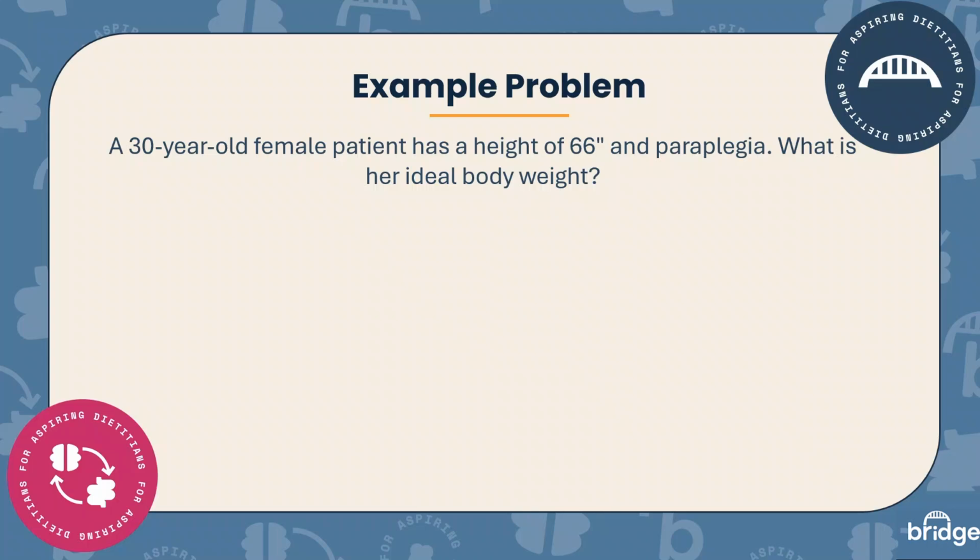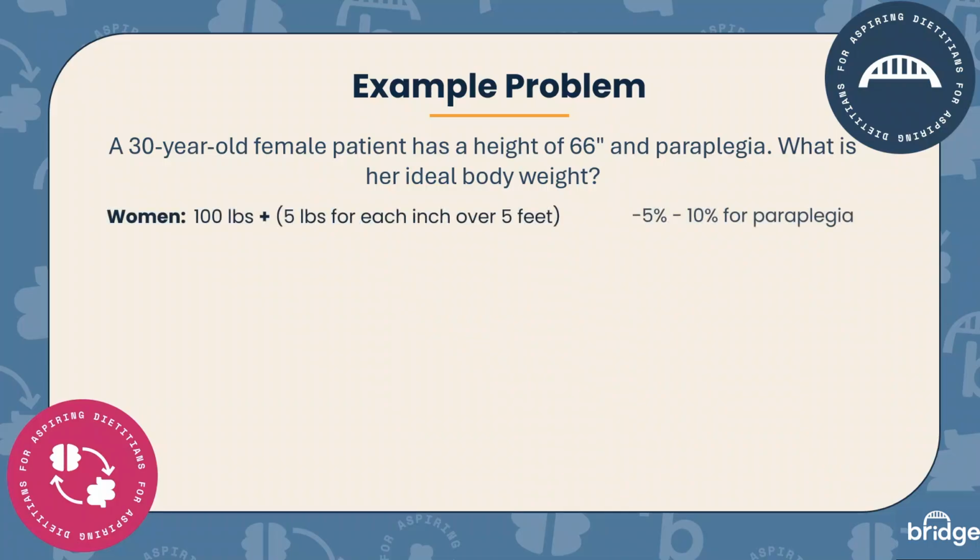So the equation for women, we take 100 pounds and we add 5 pounds for every inch over 5 feet tall. And since she has paraplegia, we're going to subtract somewhere between 5 and 10%. Since we know she's 66 inches tall and we need to compare her height to 5 feet, I again would want to convert 5 feet into inches and see how many inches that is. Well, we know there's 12 inches in a foot, so feet cancel out, and we find out 5 feet is 60 inches. We actually had the same calculation up on the last slide.